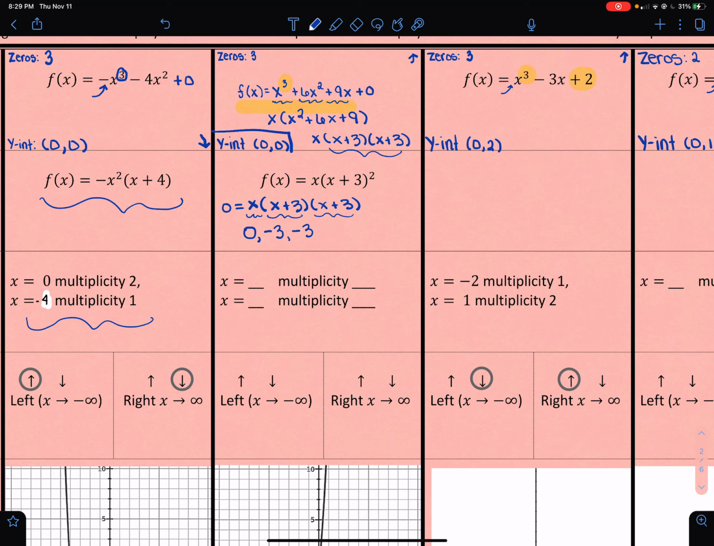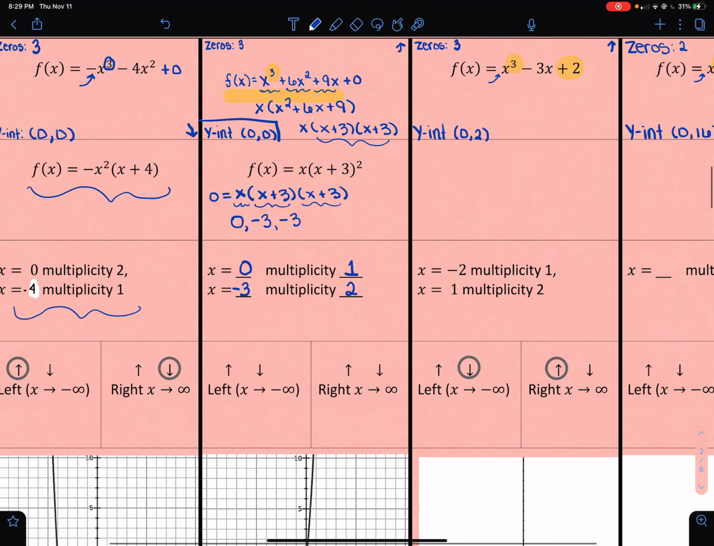Okay, so we said we're going to have 3 zeros in that very first box on top, and now we see that there are 3 zeros. Okay, so that's what we're trying to figure out, is where are those zeros. So now I have one of my zeros is 0, so I'm going to put that here. And it only has a multiplicity of 1. It means it only happens one time. The other zero that I have is negative 3. And it happens 2 times. So its multiplicity is 2. Okay.